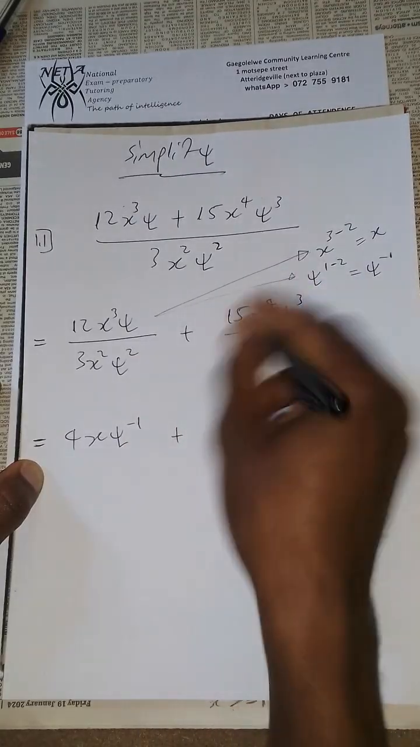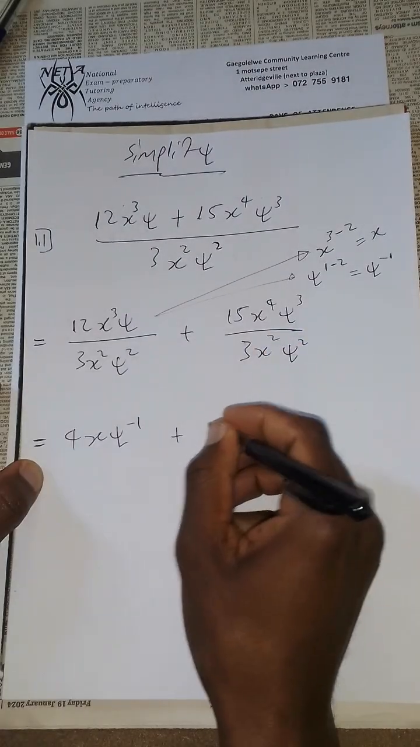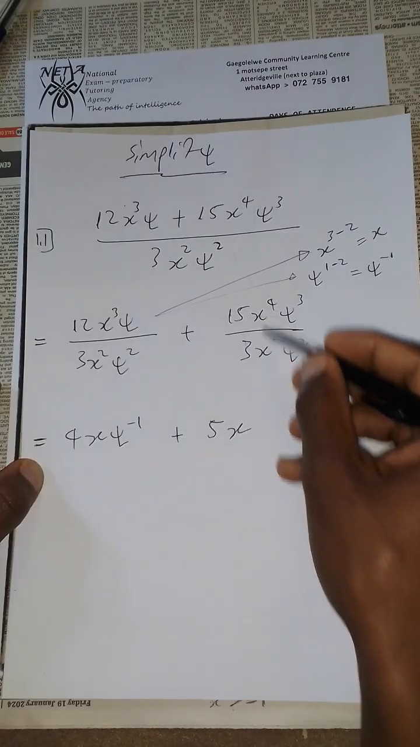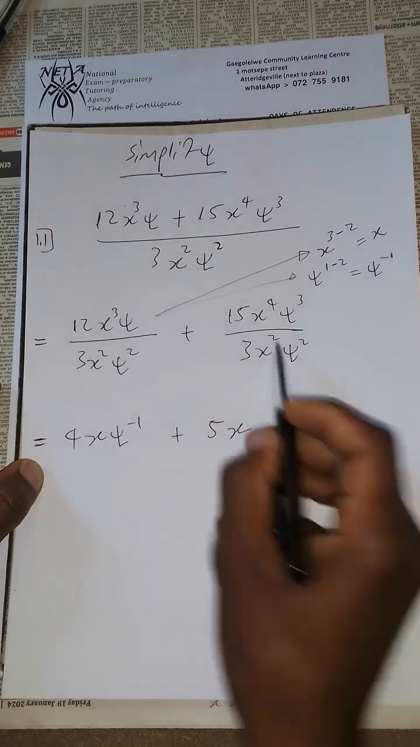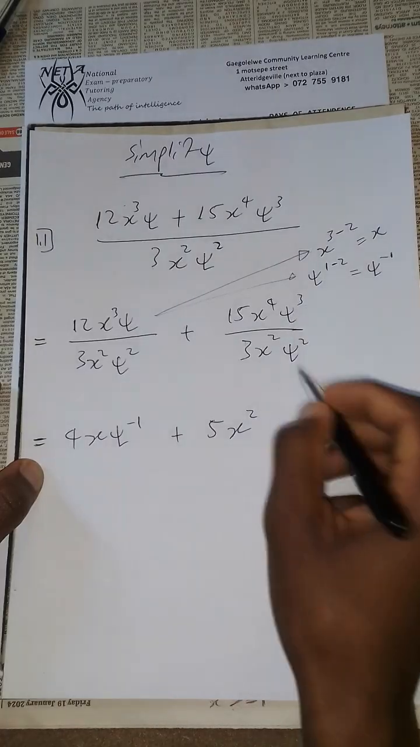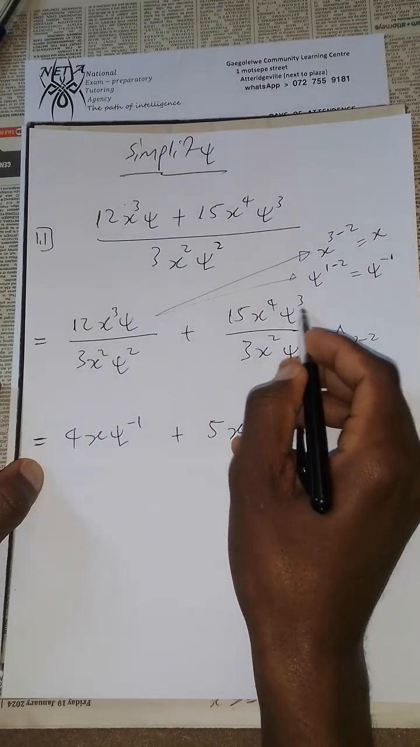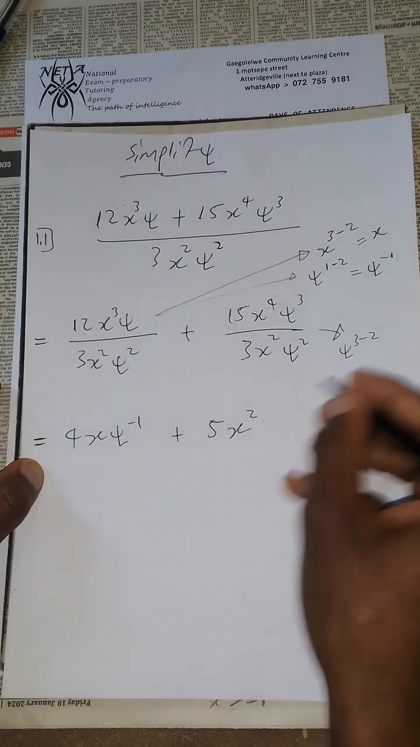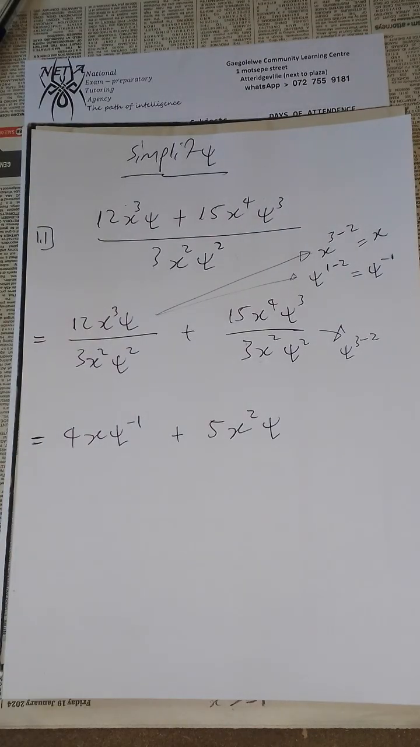And then the same thing happens when simplifying the other fraction. 15 divided by 3 is 5. And then when you have the same base, you have to subtract the exponents, because you are dividing. Now it's going to be 4 minus 2, which is x squared, and the same thing happens to this one. It's going to be y, 3 minus 2, your 3 of the numerator subtracted by the 2 of the denominator, which gives rise to y to the power of 1, which is y.